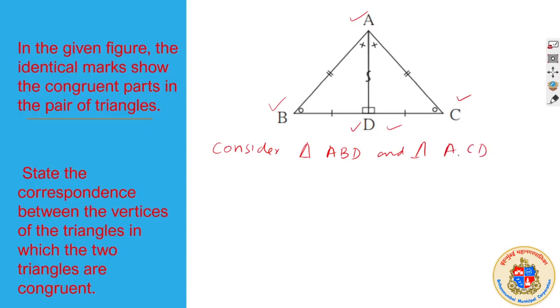I did not write ADC, I wrote A, C, D. D is the right angle here. I placed both in the same position. B corresponds to C, A corresponds to A only, D corresponds to D only, because AD is a common segment. That means segment AD, or side AD, is common. We can say and write that segment AD is congruent to segment AD only. So A corresponds to A, B corresponds to C and D corresponds to D only.